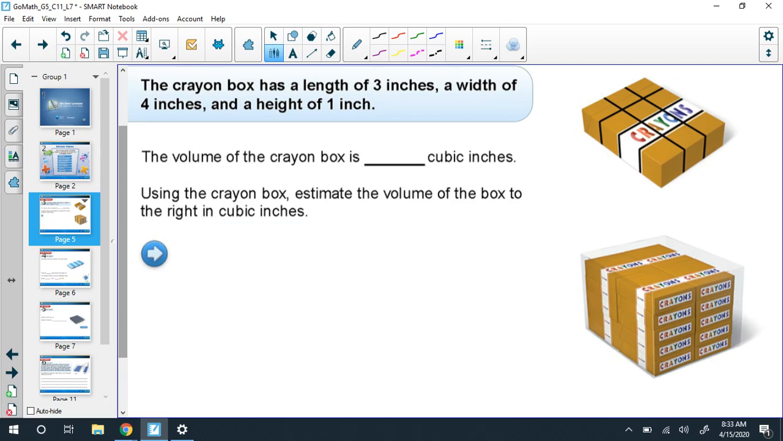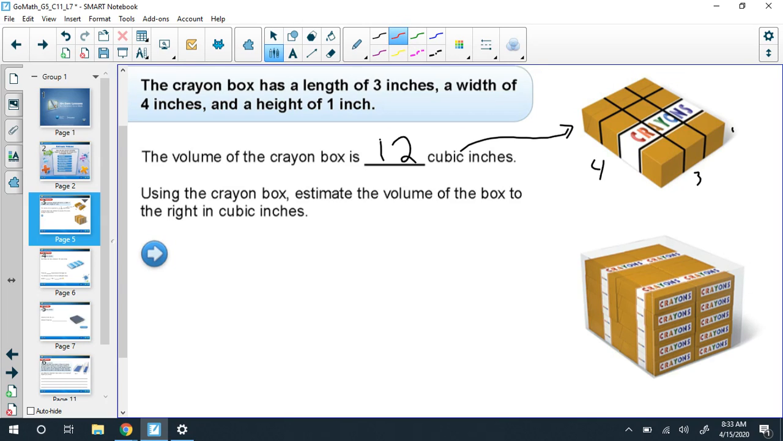So we're going to start with this problem, and it says that a crayon box has a length of 3 inches and a width of 4 inches and a height of 1 inch. So if we take a look at this, this one is 3 by 4 by 1, so it has a total volume of 12 cubic inches, right? So our crayon box has a total volume of 12 cubic inches. What we're going to do now is use the volume of this crayon box to figure out how much space this other box takes up.